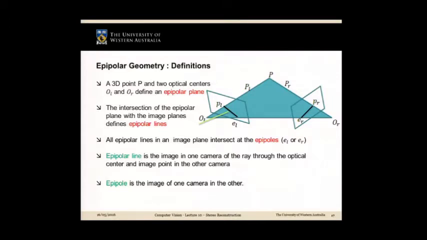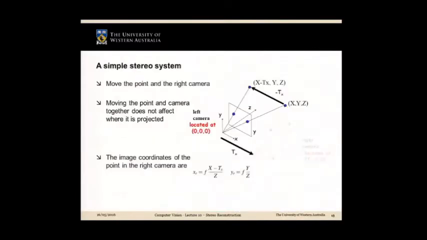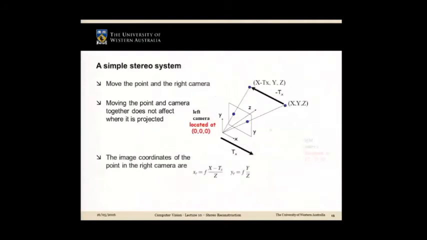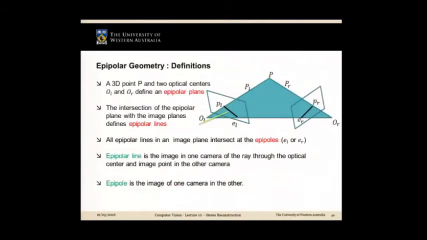And epipolar line is the image in one camera of the ray through the optical center and image point in the other camera. It's the same concept that we discussed here. So a point in one image plane corresponds to a line in another image plane. And epipole is the image of one camera in the other. We will discuss that more in detail in the upcoming slides when we use these concepts for calculating essential matrices and fundamental matrices, and that will clarify all these terminologies more in detail.